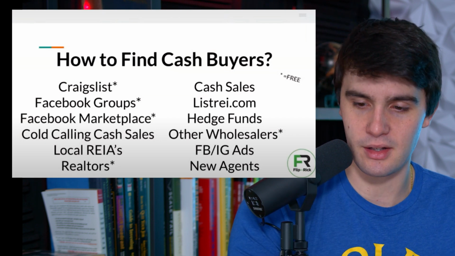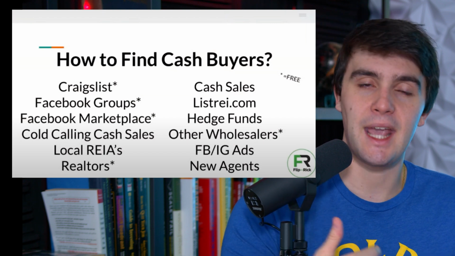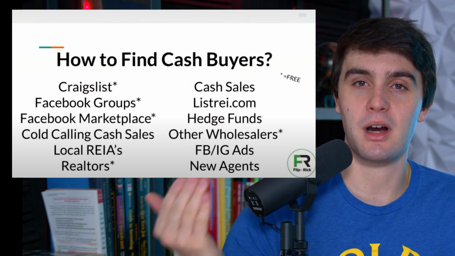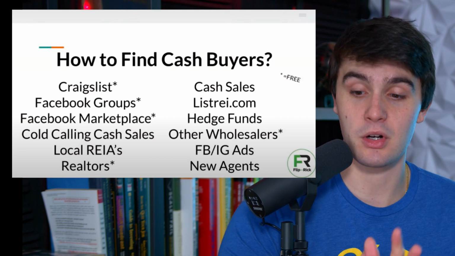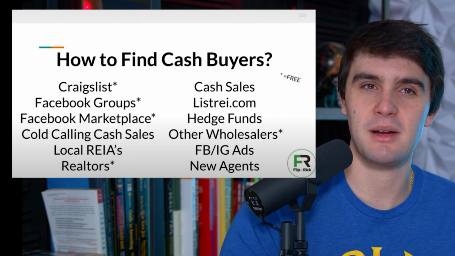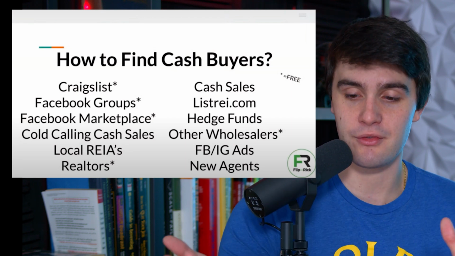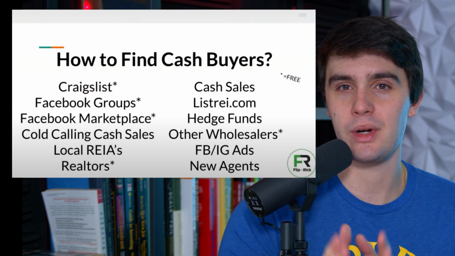And then other wholesalers can actually JV with people. So if I can't find a deal, I can actually go to another wholesaler and ask them, hey, do you have a cash buyer? We can JV, split it 50-50. It works really well. You could do Facebook, Instagram ads. Not a big fan of it. I would probably go away from it, but I do want to tell you it is an option for you out here.